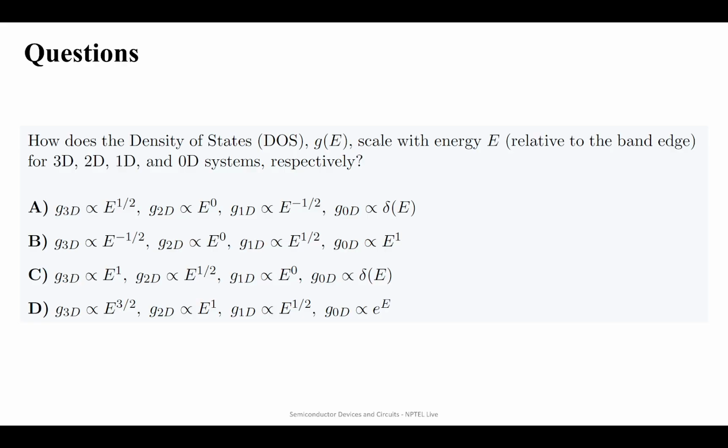Option B: g3D is proportional to E^(-1/2), g2D is proportional to E^0, g1D is proportional to E^(1/2), g0D is proportional to E^1. Option C: g3D is proportional to E^1, g2D is proportional to E^(1/2), g1D is proportional to E^0, g0D is proportional to delta(E). Option D: g3D is proportional to E^(3/2), g2D is proportional to E^1, g1D is proportional to E^(1/2), g0D is proportional to E^E.